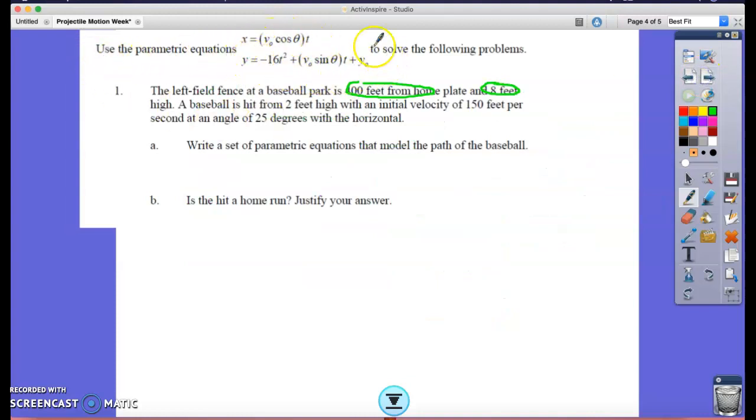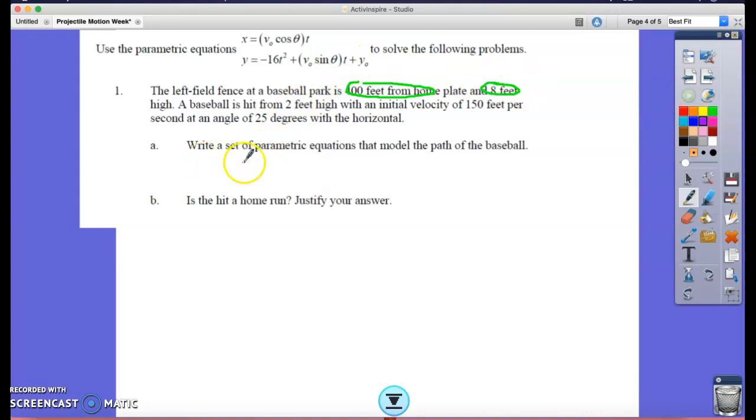All right, use the parametric equations. Again, they gave you these right from the formula sheet to solve the following problems. The left field fence at a baseball park is 400 feet from home plate and 8 feet high. A baseball is hit from 2 feet high with an initial velocity of 150 feet per second at an angle of 25 degrees with the horizontal. The first thing they task us to do is to write a set of parametric equations that model the path of the baseball. The second thing they want to know is, is this a home run?